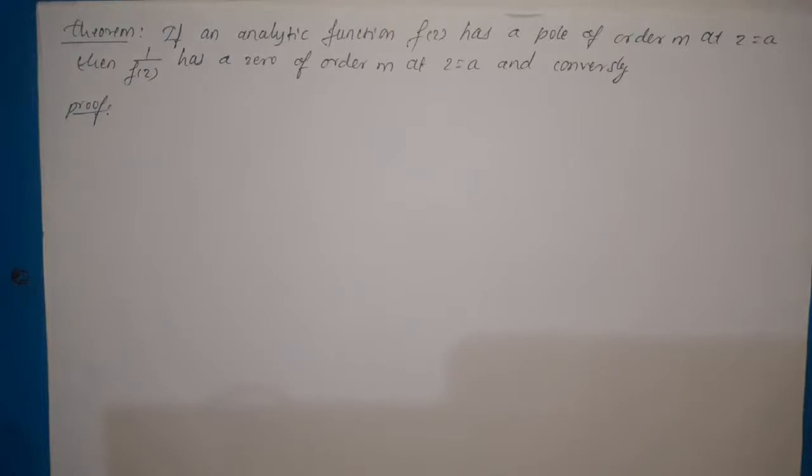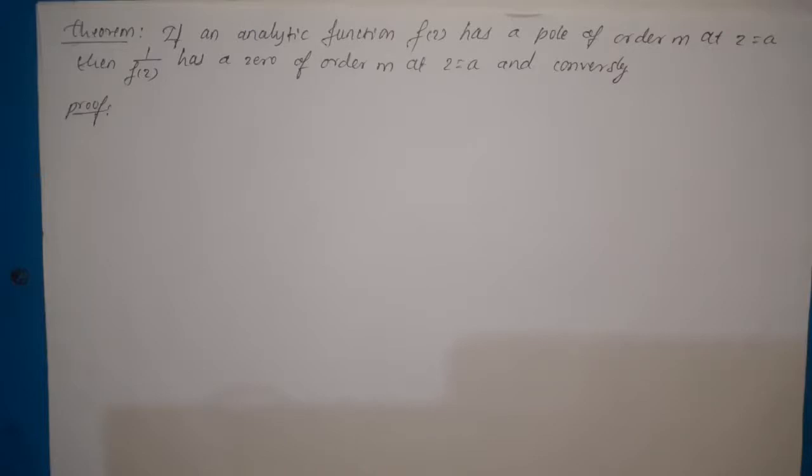The next theorem is, if an analytic function f of z has a pole of order m at z equal to a, then 1 by f of z has a 0 of order m at z equal to a, and conversely. So here, while equating 0 and pole, we are equating the denominator of the function to 0, and for finding the 0, we are equating the numerator of the function to 0.